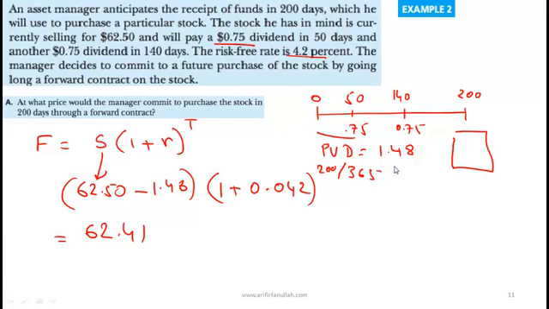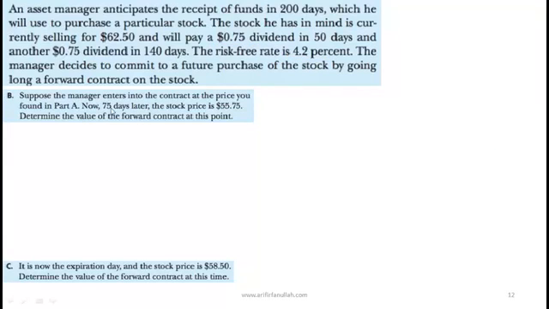Okay, so now let's do this. Notice the trend. You will always see this. Part 1 will be coming up with the price. Part 2 will be that so many days later, the spot price has changed. What's the value of the forward contract?